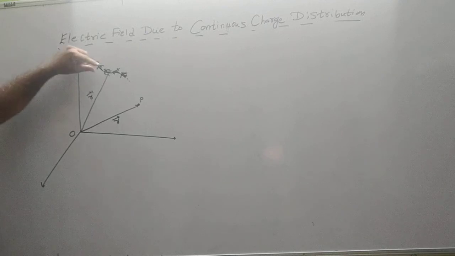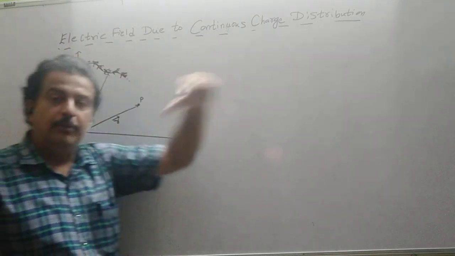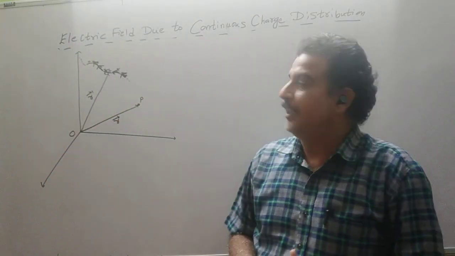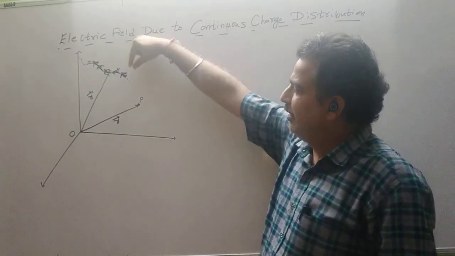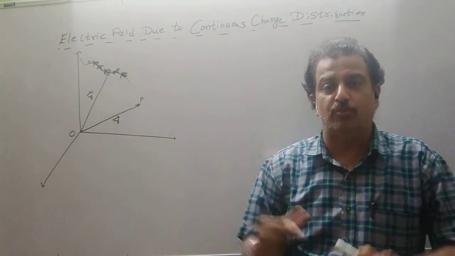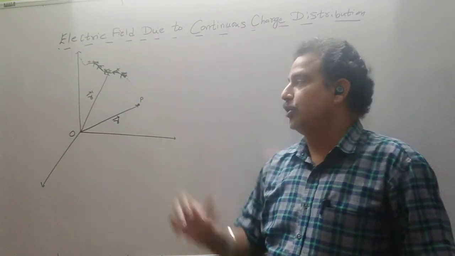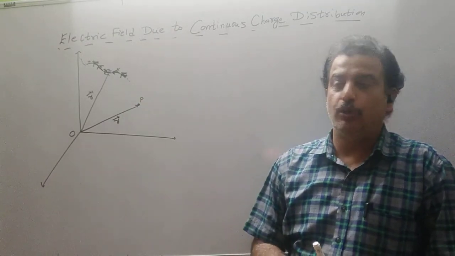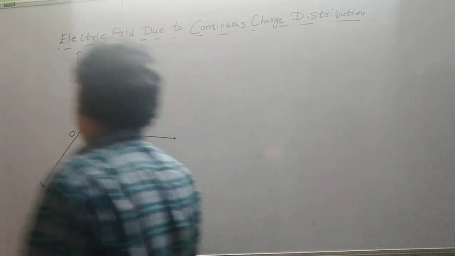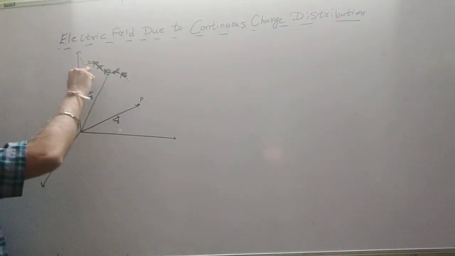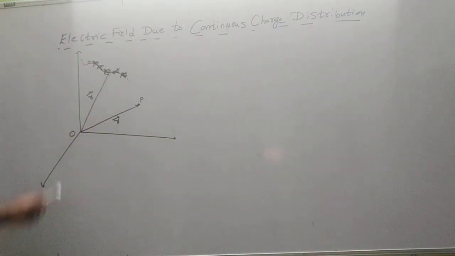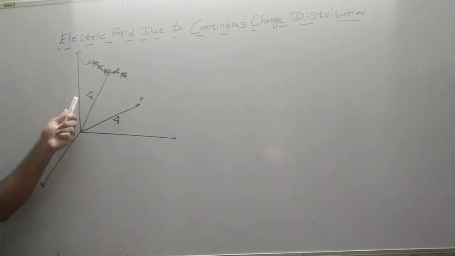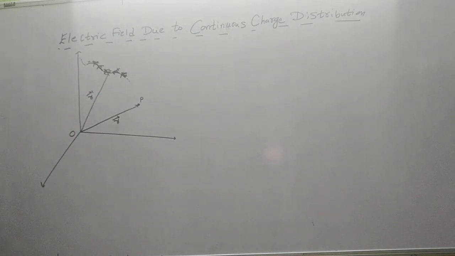So each element, the elements are of identical sizes, say 1 centimeter, 1 mm, very small. But the charge distribution on it may be different if it is a non-uniform charge distribution. So the position vector changes for each element. So the linear charge density should be the function of r dash.